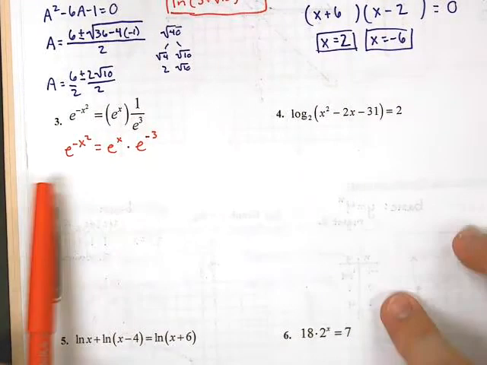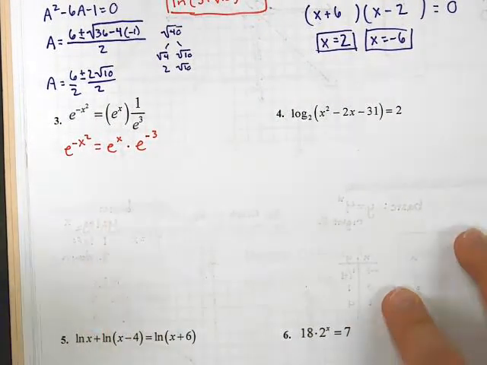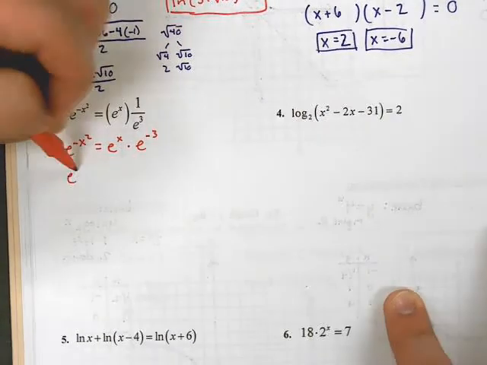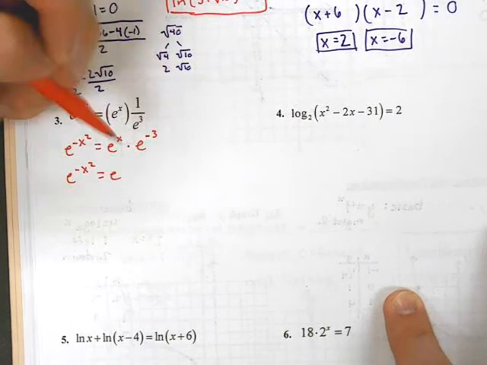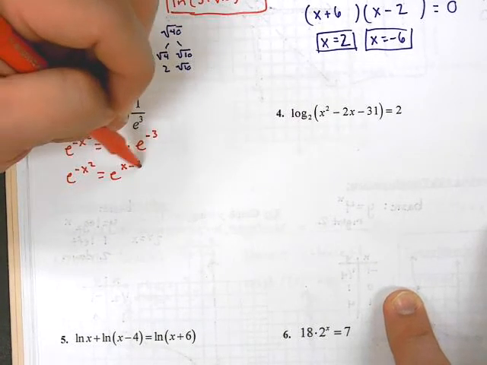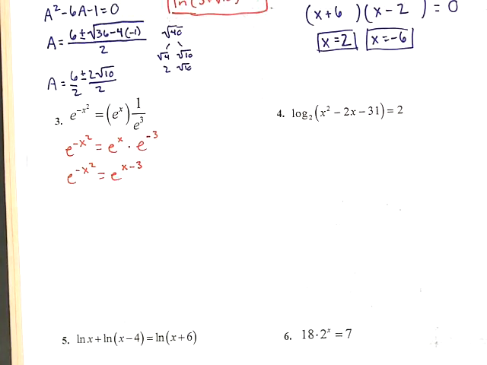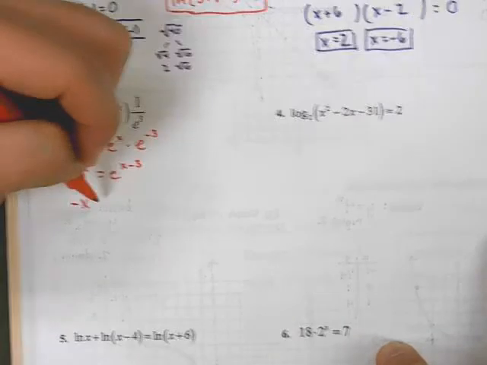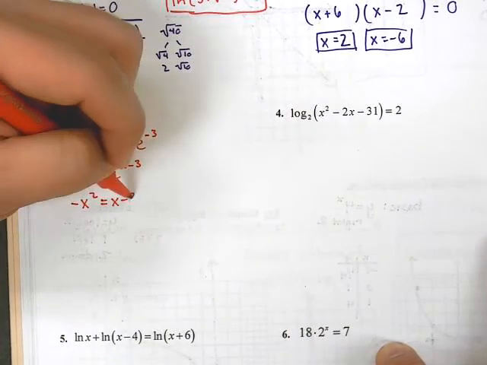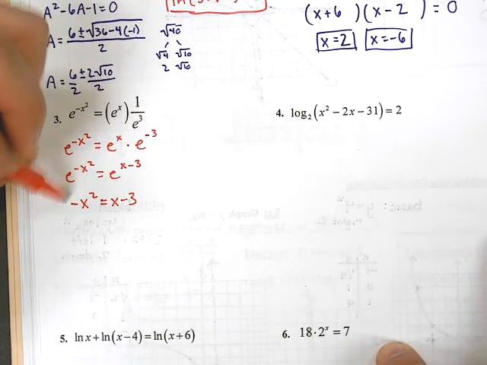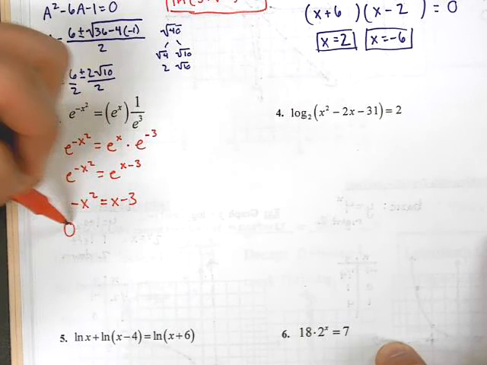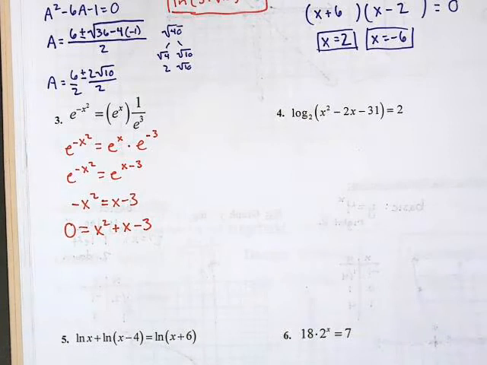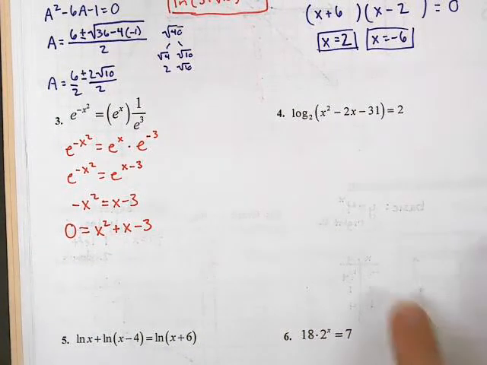Because now I see that I have e's as all of my bases. I can still clean this up a little more because of that multiplication sign, which is really nice. So e to the negative x squared is equal to e to the, I can combine these, right? x minus 3. Excuse me. Now I see I have the same base, so I can set the exponents equal. Now, I want this to be positive, right? I like my a value to be positive, so 0 is equal to x squared plus x minus 3.